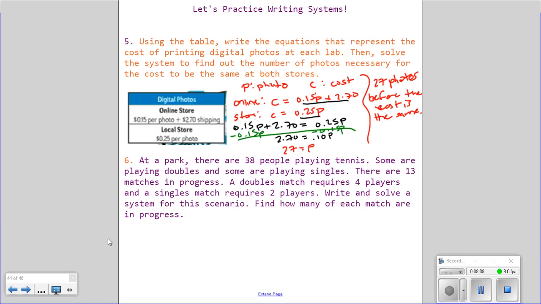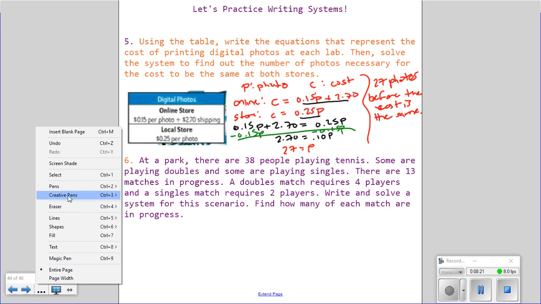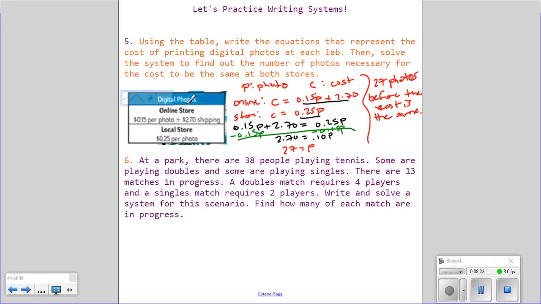Number 6. At a park, there are 38 people playing tennis. Some are playing doubles, some are playing singles. There are 13 matches in progress. A doubles match requires 4 players, and a singles match requires 2 players. That's probably going to be relevant information.